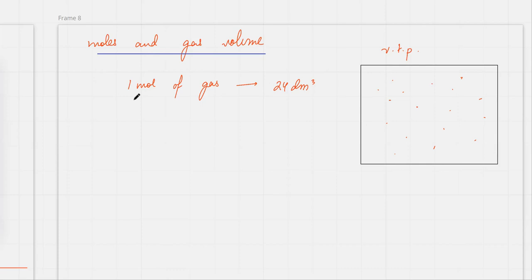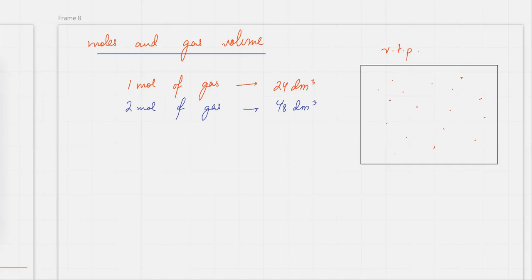So tell me, what would 2 moles of gas, how much volume would they occupy? 48 dm cube. It's just simple ratios. If you've got 10 moles of gas, they're going to occupy 240 dm cube. So below we can also write that if I have 2 moles of gas, that's double the amount, so the volume will double. That would be 48 dm cube. Is this clear? Yes, sir. So keep applying the ratio. If you have 20 moles of gas, 480 dm cube. If you have 1,000 moles of gas, I think that would be 24,000 dm cube.